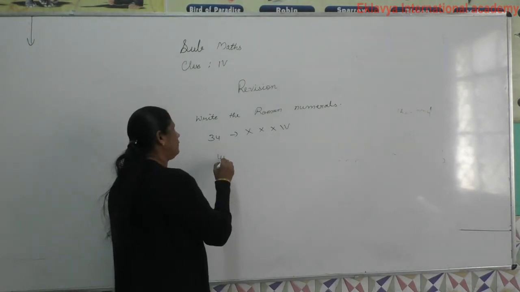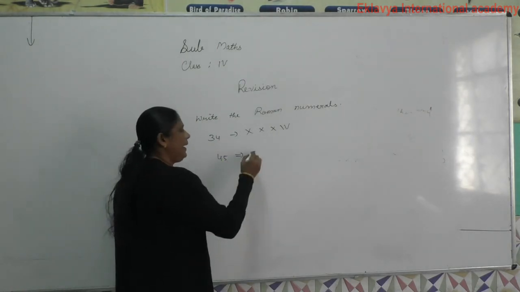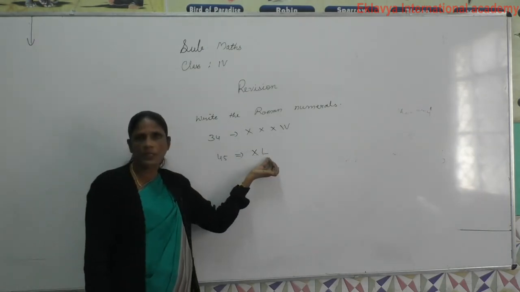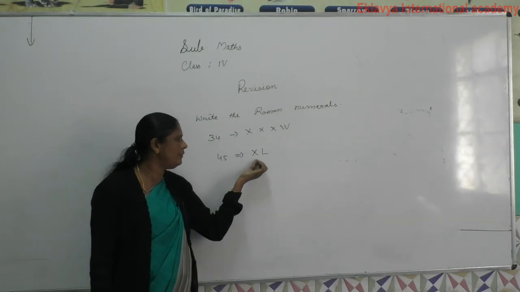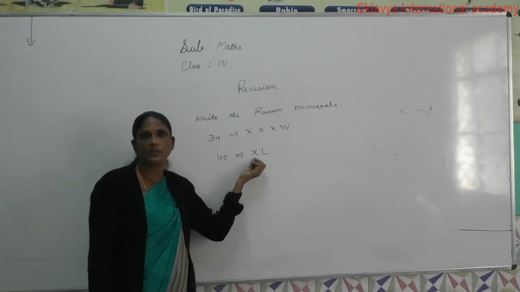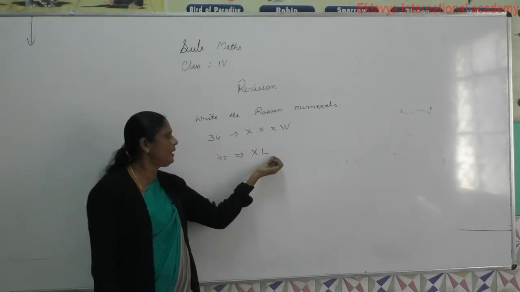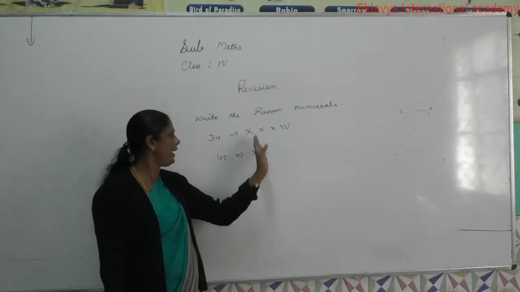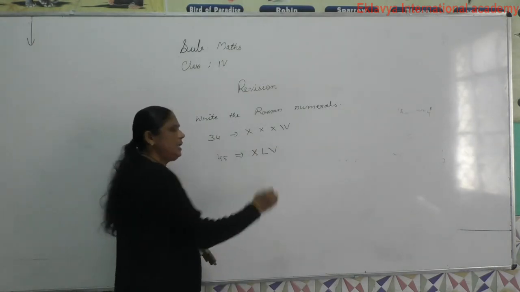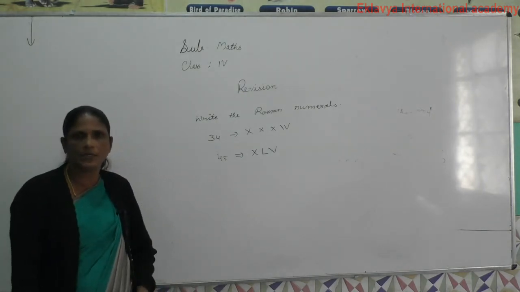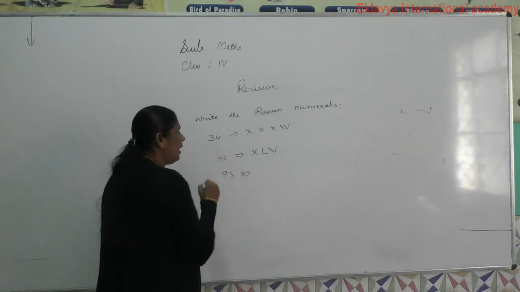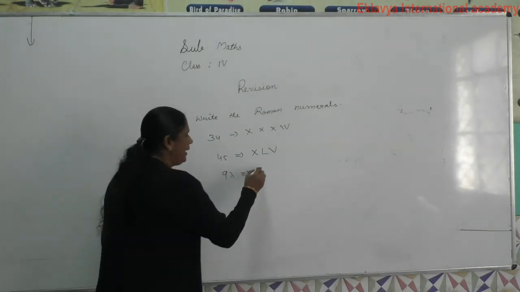Then 45. How to write 45? X and L. L means 50. Then on the left hand side we write X. X means 10. 50 minus 10 is equal to 40. Then we add 5. 45. Understand? Again 93. How to write 93?